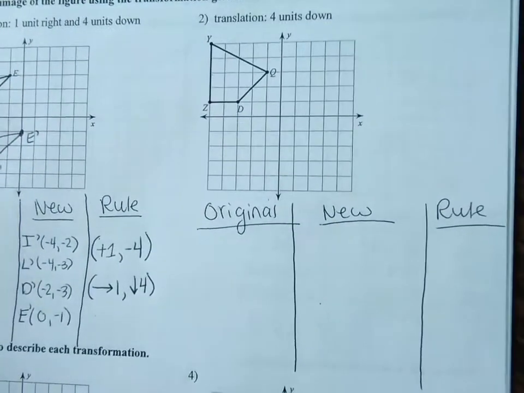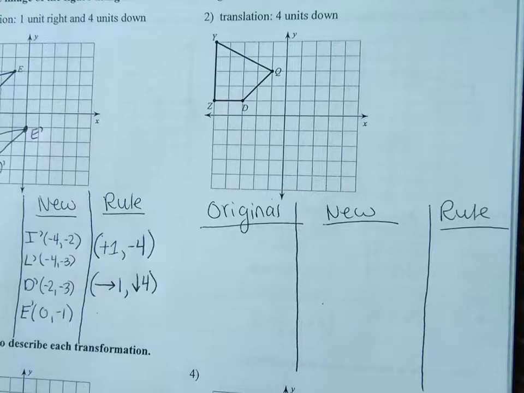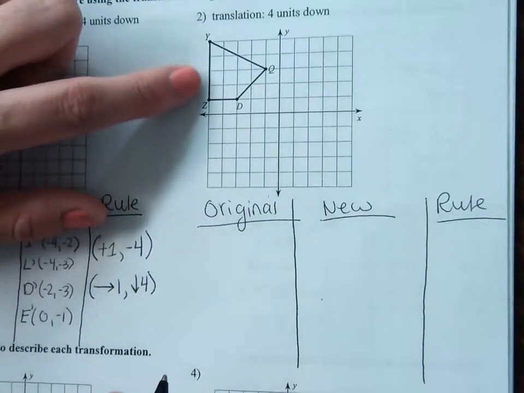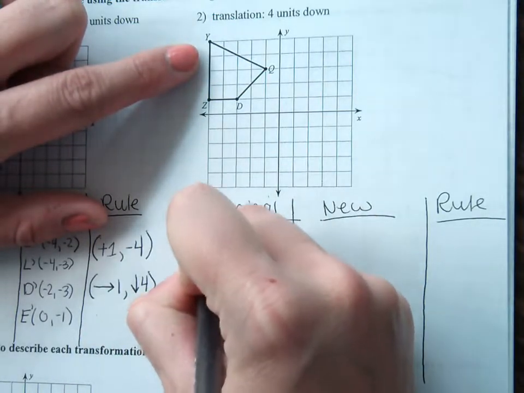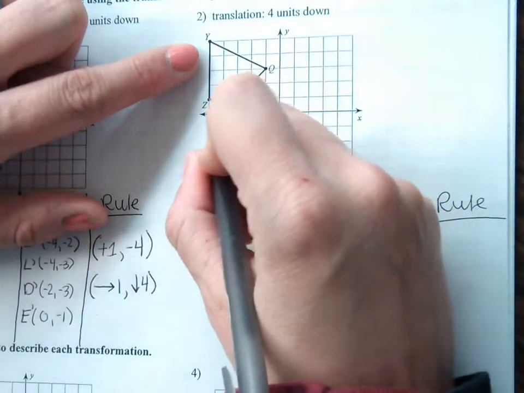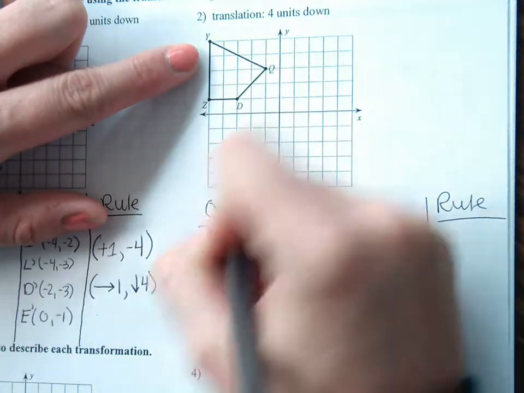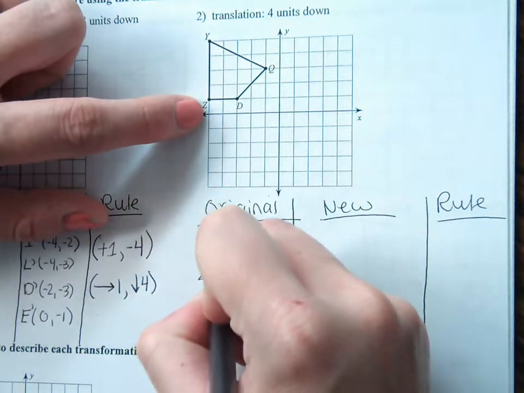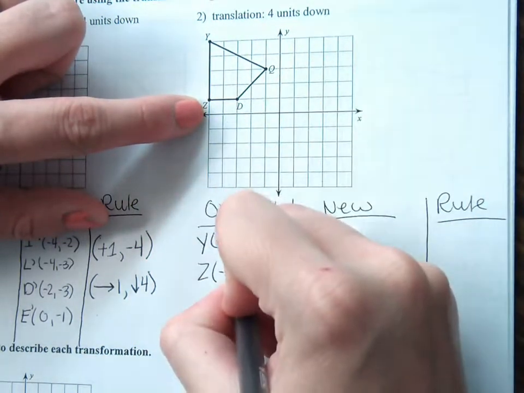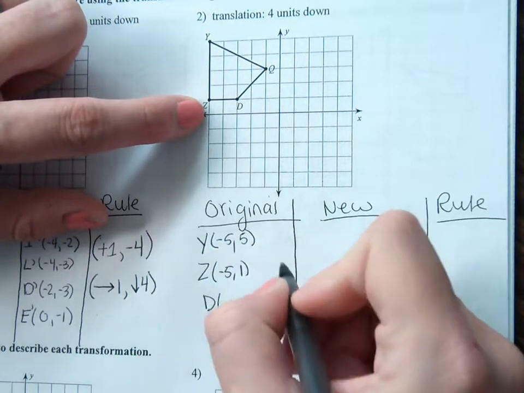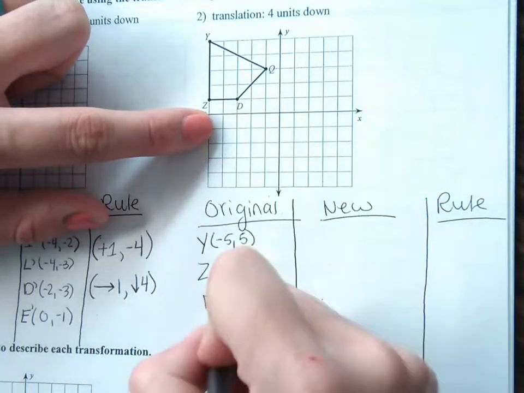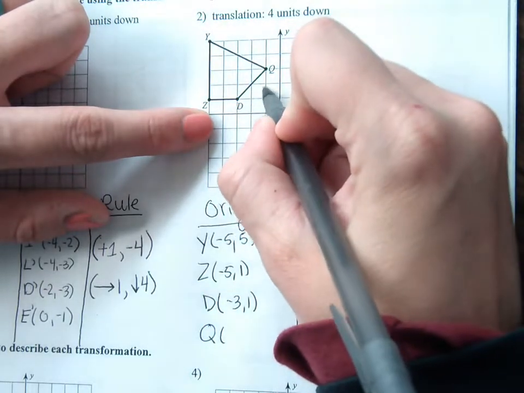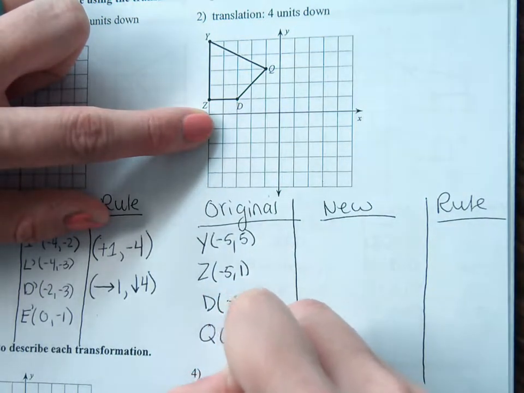Next one. Again, we're going to write down our original points because we're going to be able to see what the rule is written as an ordered pair. Alright, so we have Y located at negative 5, comma, 5. We have Z located at negative 5, comma, 1. D is located at negative 3, comma, 1. And Q is located at negative 1, comma, 3.